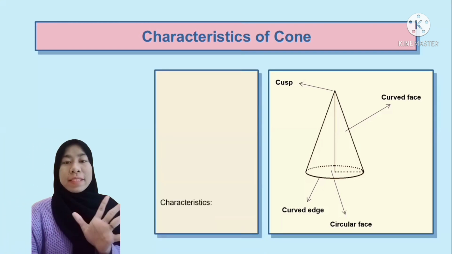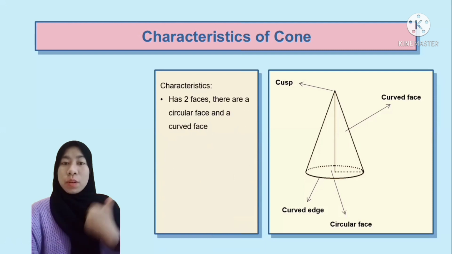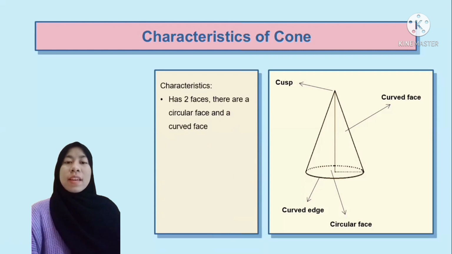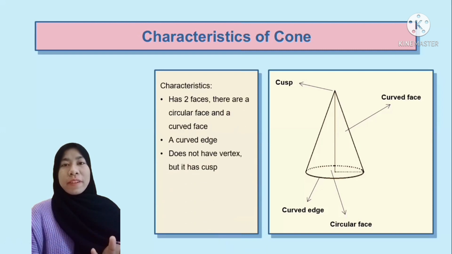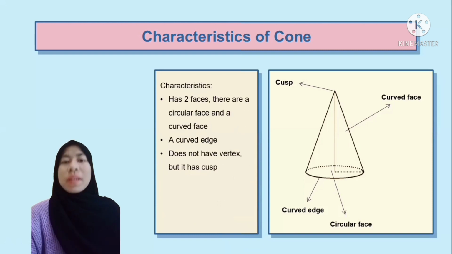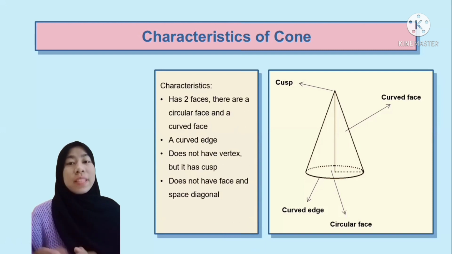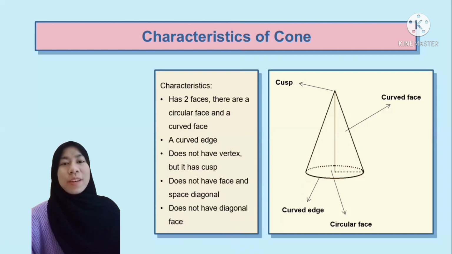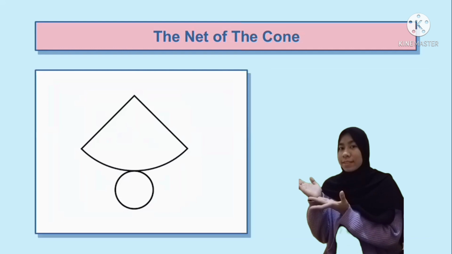There are 5 characteristics of a cone. Number 1, it has 2 faces, a circular face and a curved face. Number 2, a curved edge. Number 3, it doesn't have a vertex but has a cusp. Number 4, it doesn't have face and space diagonals. Number 5, it doesn't have diagonal faces. Look at the picture beside this. This is the net of a cone.